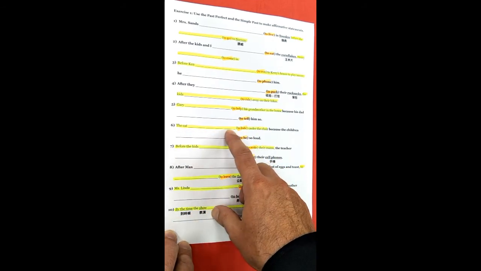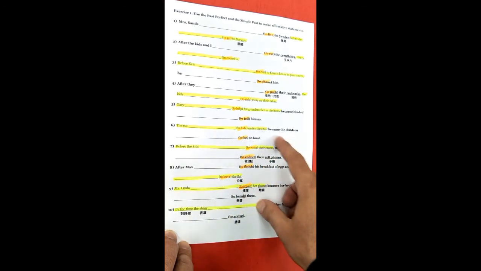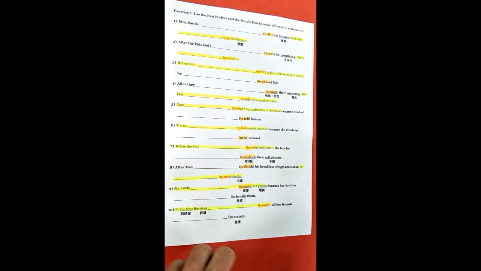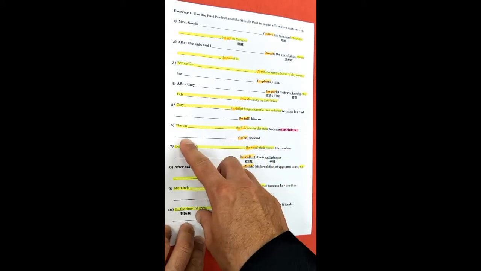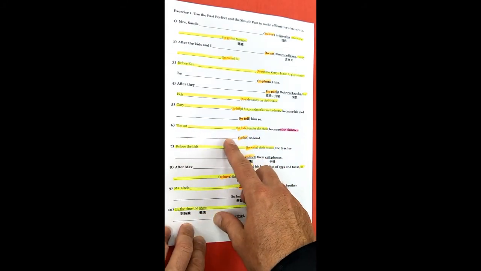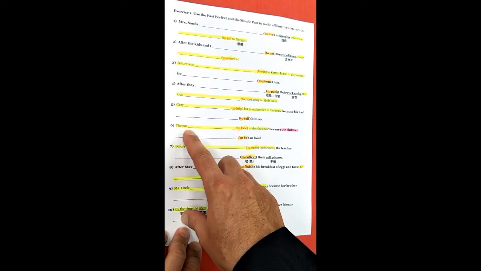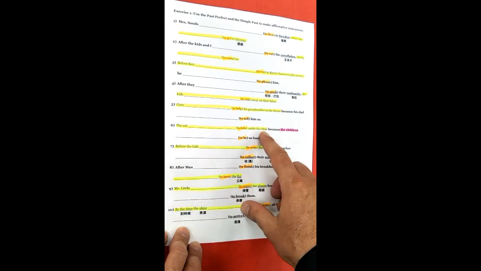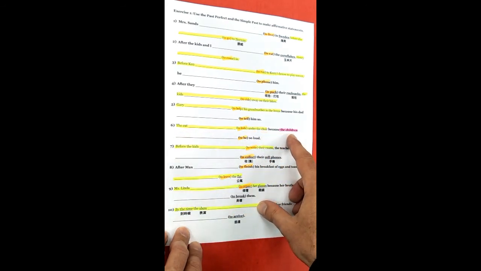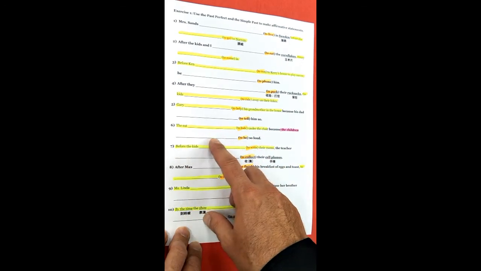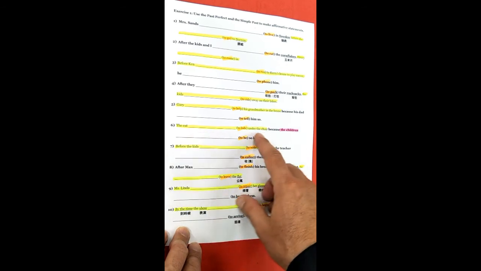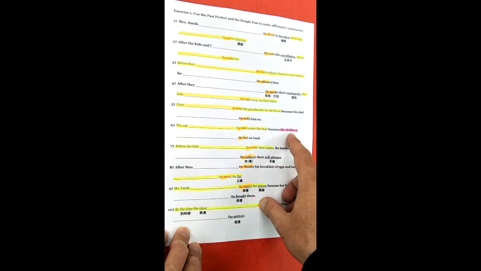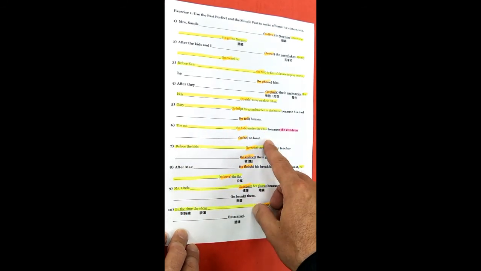Number 6, to hide. Hide, hid, hidden. To be. Well, this one we need the subject because we're using the be verb. The children, okay, that's many children. So, are, were, been. The cat hid under the chair because the children had been so loud.